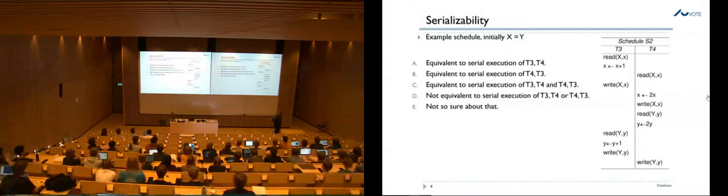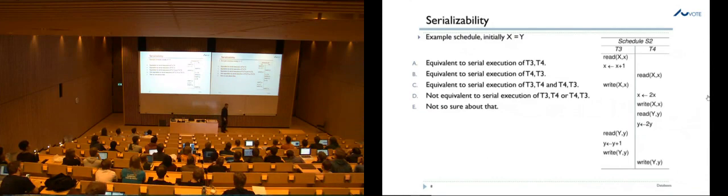So here is an example of that. And now is a chance for you to decide. So we have those two transactions, T3 and T4, in a certain schedule. And the schedule is as you see on the right part of the picture. And the question for you is the following. This schedule, as you see, has the transactions interleaved. You know, a bit of the one followed by a bit of the other and so on.